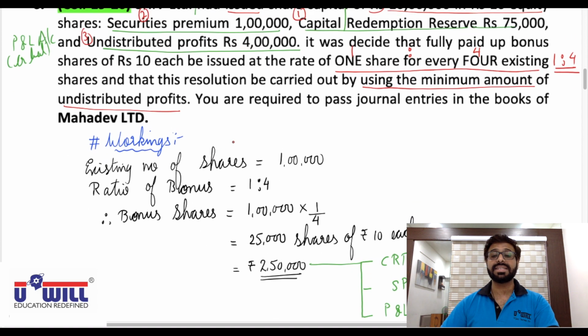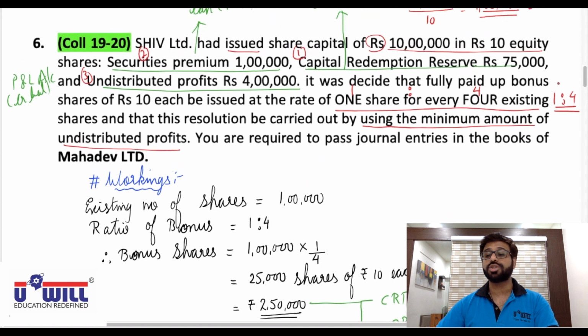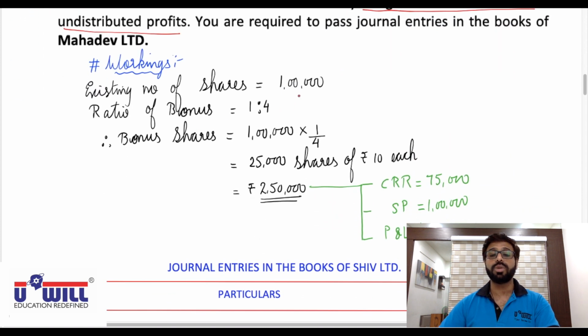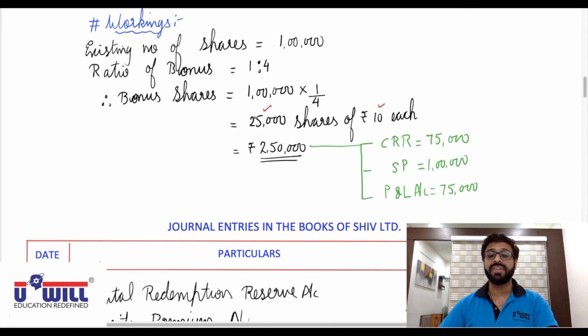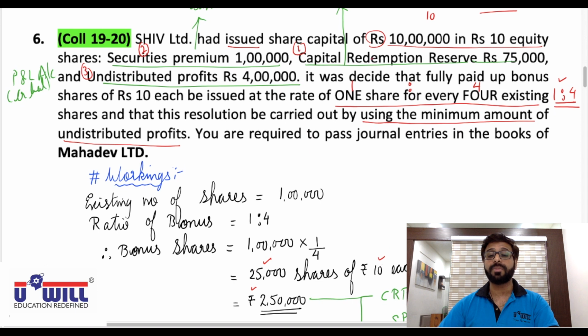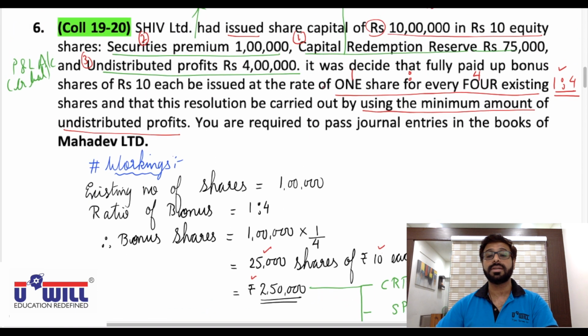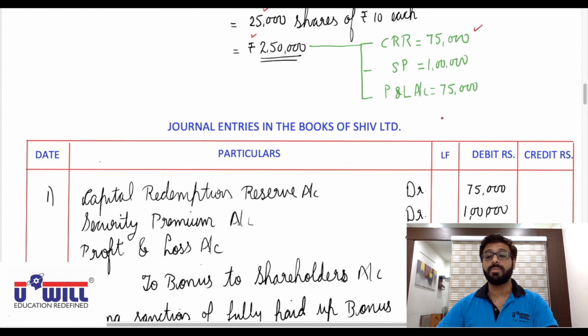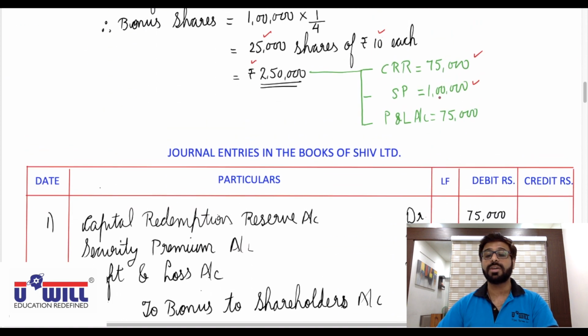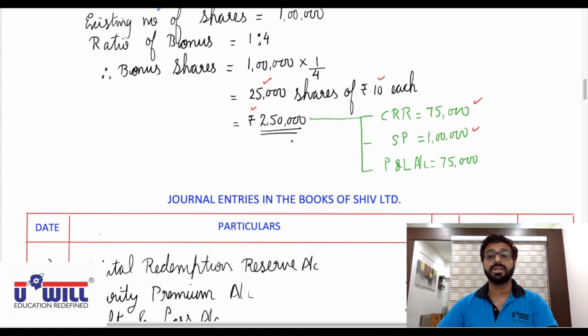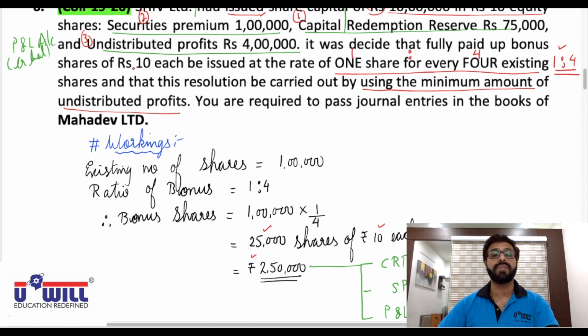Check your workings. Existing number of shares are this 1 lakh. Ratio of bonus is 1:4. So bonus shares 1 lakh into 1 by 4, 25,000 shares. They are of 10 rupees, so 25,000 into 10, the value will be 2,50,000. And how will you take this 2,50,000? First priority from capital redemption reserve 75,000. Second priority from security premium 1 lakh. Now 75,000 plus 1 lakh, 1 lakh 75,000. So 2 lakhs minus 1 lakh 75,000, 75,000 will take from P&L account, that is undistributed profits.